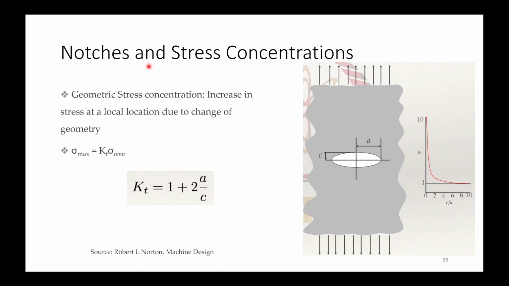Now notches and stress concentration: this geometric stress concentration is an increase in stress at a local location due to change of geometry. Sigma max equals kT times sigma nominal. This I told earlier as well. This is your stress concentration factor. It is also a function of the geometry of your crack. If we consider it an ellipse, its half length is A and its half height is C. In terms of this you can also write your stress concentration factor, and with increase in C upon A you can see how stress concentration will change.